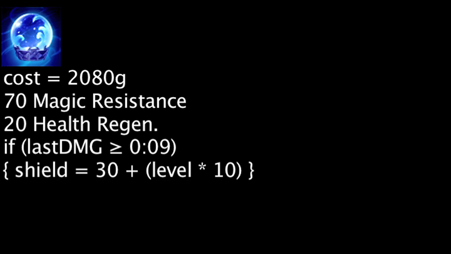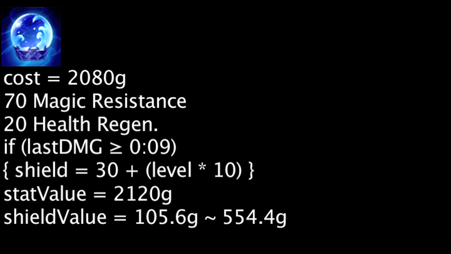Based on stats alone, the Orb of Winter is cost-effective by 40 gold. If one assumes 1 point of the shield strength is of equal gold value to 1 point of health, the shield will increase the item's cost effectiveness by between 105.6 and 554.4 gold, depending on the champion's level. Overall, the Orb of Winter is cost effective even without its shield.